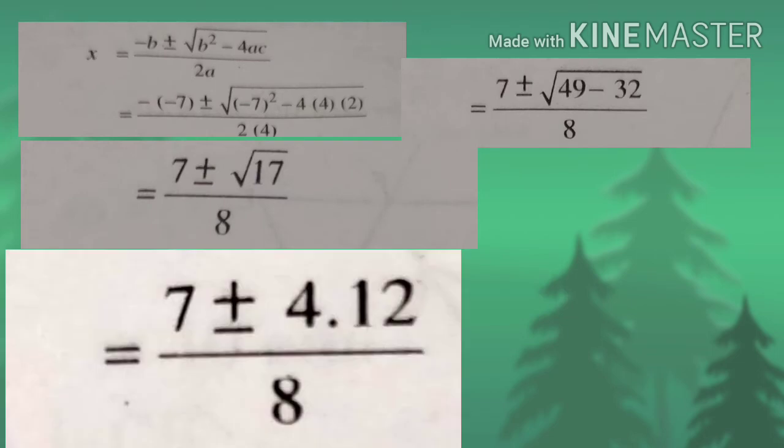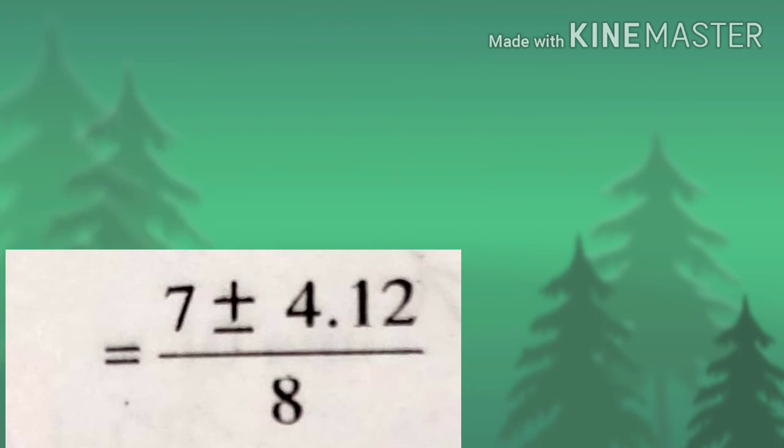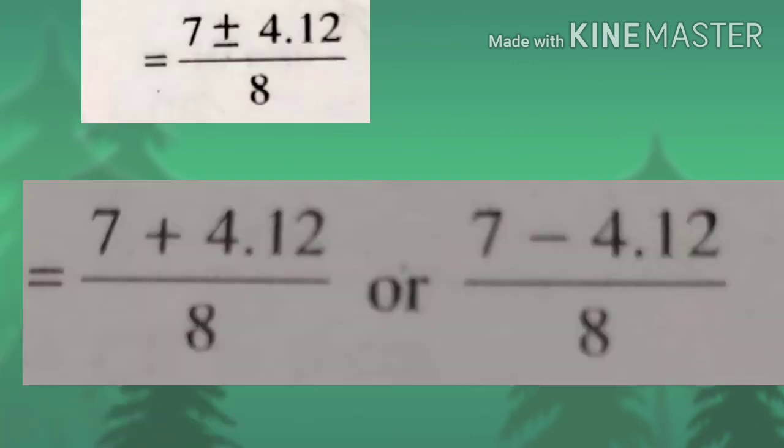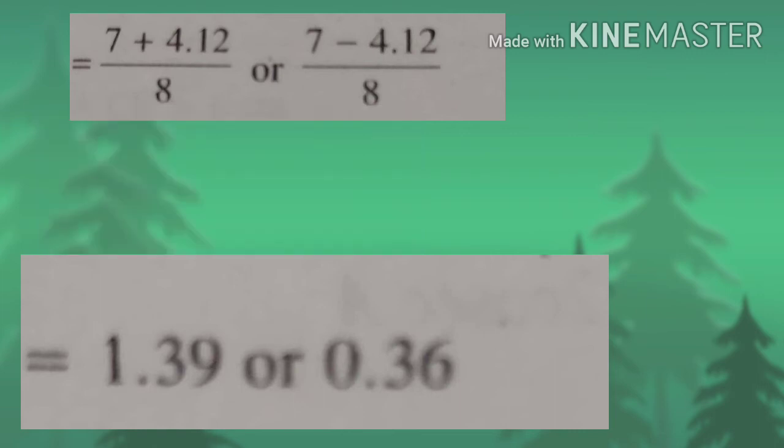Thus x is equal to 7 plus or minus 4.12 whole divided by 8. Here the results are expressed up to 2 decimal places. Therefore x is equal to 7 plus 4.12 whole divided by 8 or 7 minus 4.12 whole divided by 8. Therefore, x is equal to 11.12 by 8 or 2.88 divided by 8. Therefore, x is equal to 1.39 or 0.36, which is correct up to 2 decimal places or 3 significant figures.